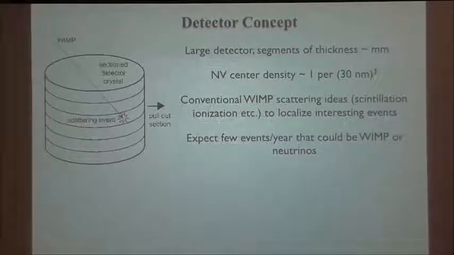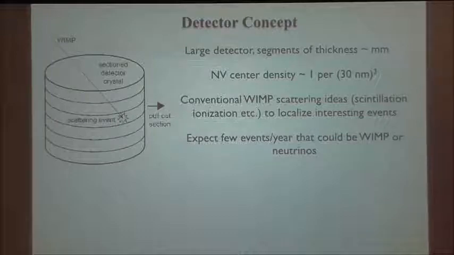So you take your detector, it's segmented, it's got these sections, each of them a big area, but 1 millimeter in thickness. Using standard techniques, you create an NV center density to start with of 1 per 30 nanometer cube. And then you use conventional WIMP ideas. People know how to do this very well: collect scattering light, ionization, etc., to look at what are the events that are interesting. There'll be a few events that are actually from WIMP dark matter, hopefully, or from neutrinos. Most of the events you can reject using very standard things. They'll scatter more than once, etc. So you use the standard WIMP ideas to reject most of your background and focus on the few events that you think could be either from dark matter or from neutrinos.